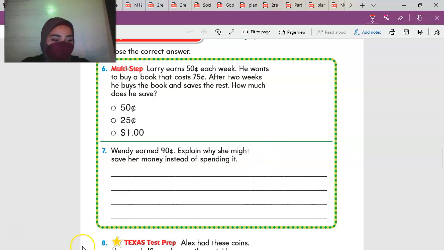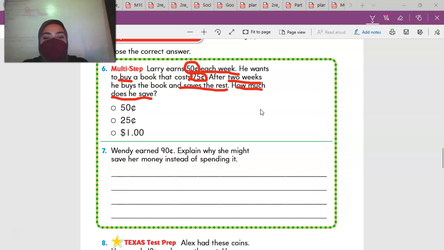Pause the video now. Let's read this together. Larry earns 50 cents each week. He wants to buy a book that costs 75 cents. After 2 weeks, so how many weeks went by? 2. So my little chart is going to say week 1 and week 2. So 1 week and then 2 weeks. Okay, it's going to look like that.